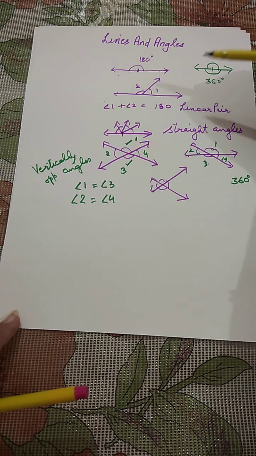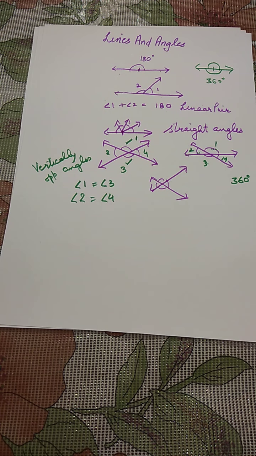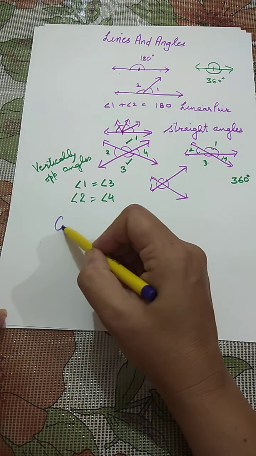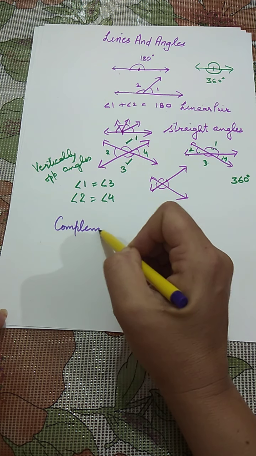In this case they are equal. But what I explained earlier was that the sum is 180. So based on these properties, we will be solving your exercise 13A. First of all, let us start with the first part. First is complementary and supplementary angles.